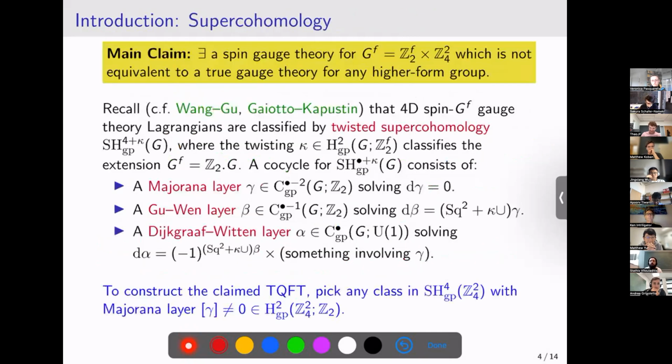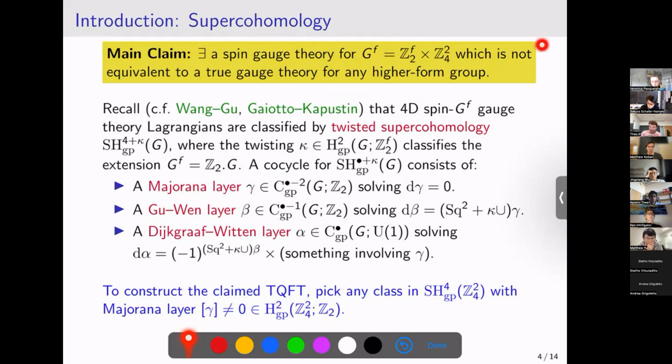So let me start giving you some more details. I'm going to tell you a specific spin gauge theory. It's for a specific very mild group. There will be just a Z2F that's not even extended. It's just going to hang out. So this will just give you a sum over spin structures. And then the rest of the gauge group is a totally mild group, just Z4 squared. It's this nice abelian group of order 16. And I'm going to give you a spin gauge theory for this group, which I can prove is not equivalent to any true gauge theory.